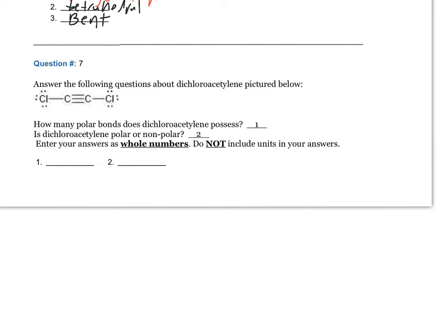Question number 7. Answer the following questions about dichloroacetylene pictured below. How many polar bonds does dichloroacetylene possess? Blank 1. Blank 2: is dichloroacetylene polar or nonpolar? Enter your answers as whole numbers for the appropriate blank, and do not include units in your answers. Blank number 1, polar bonds, there are 2.